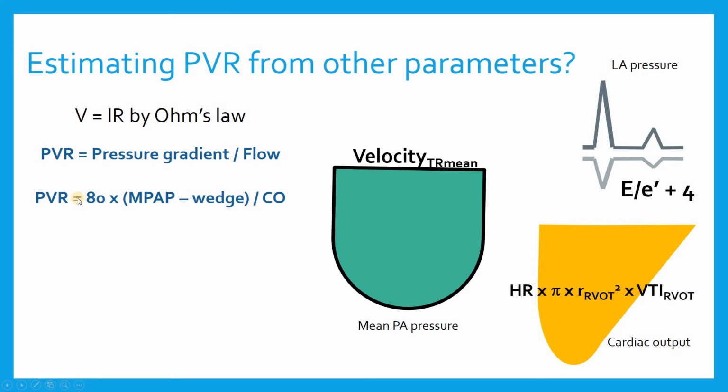Now this is not nearly as valid, but if you assume that the mean PA pressure from your mean TR jet velocity is accurate, if you assume that the left atrial pressure is somewhat accurate from this equation, and you have a good cardiac output, you actually can measure PVR somewhat directly from your new Swan, which is your echo probe.